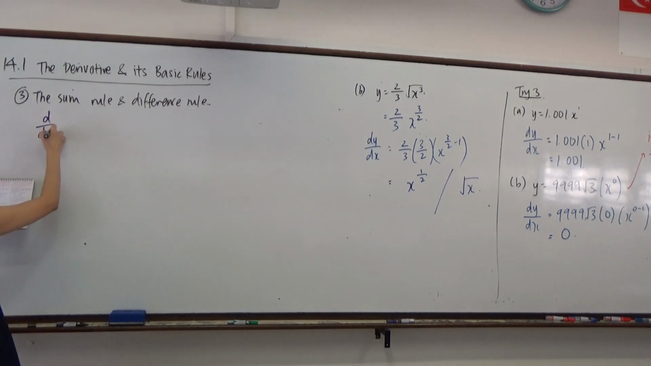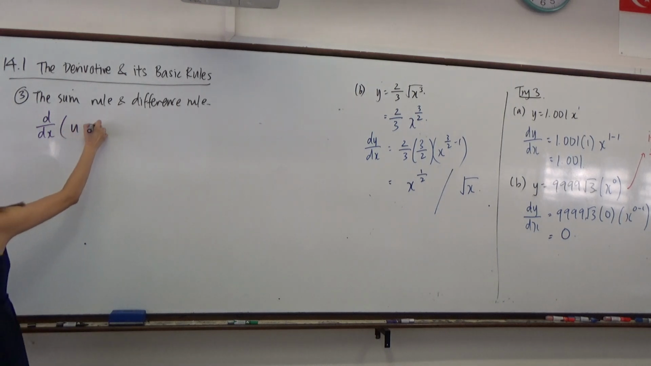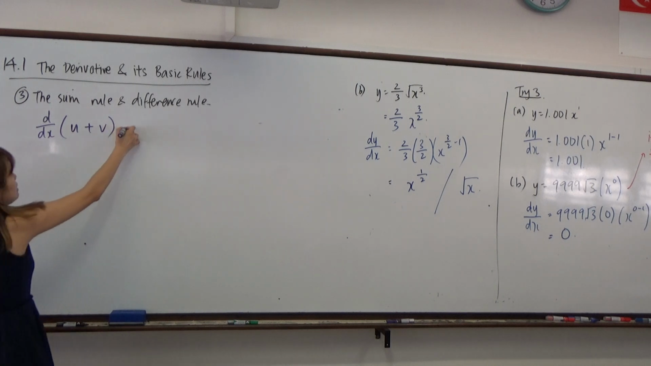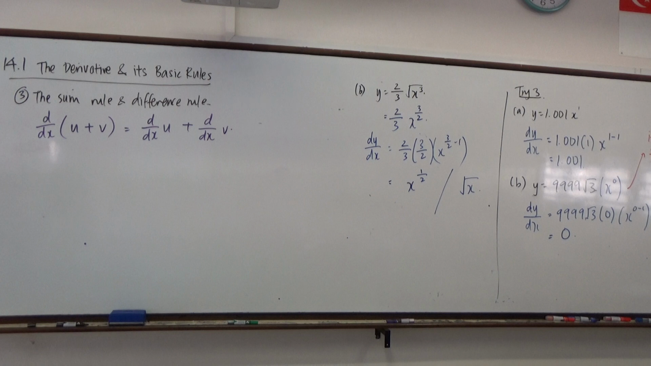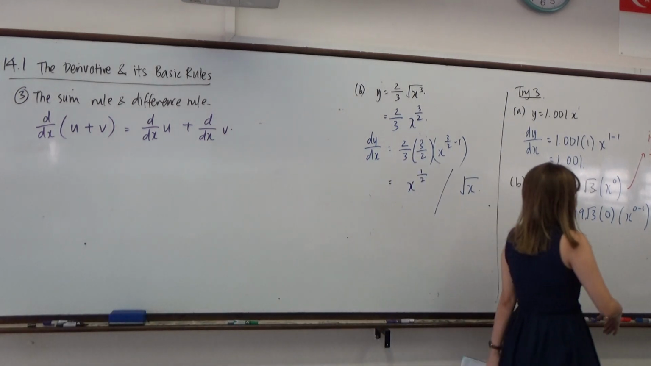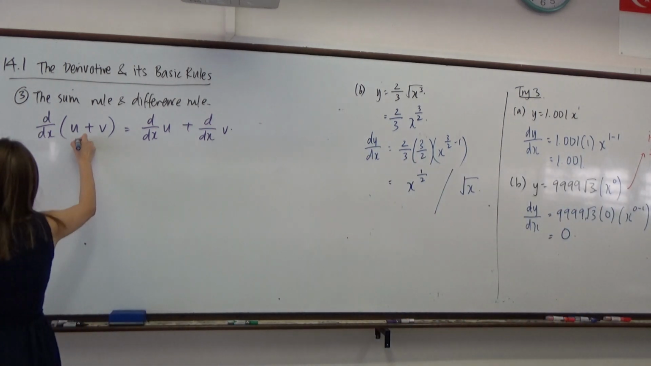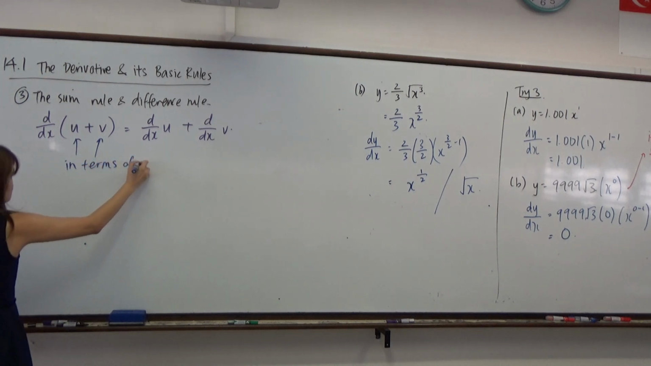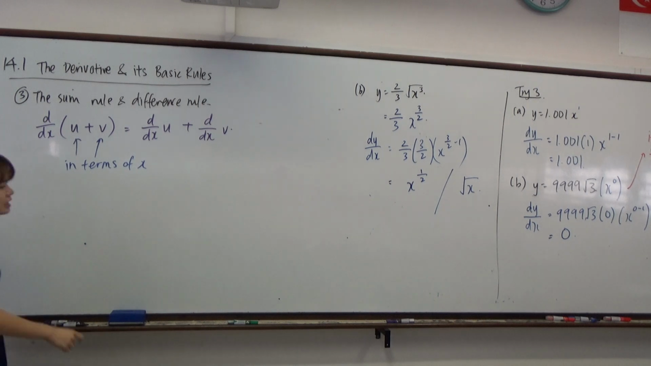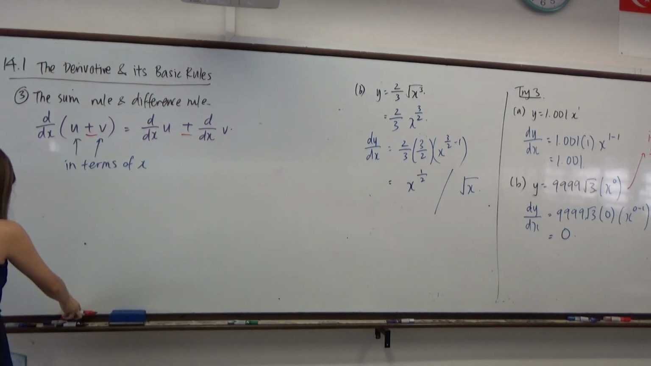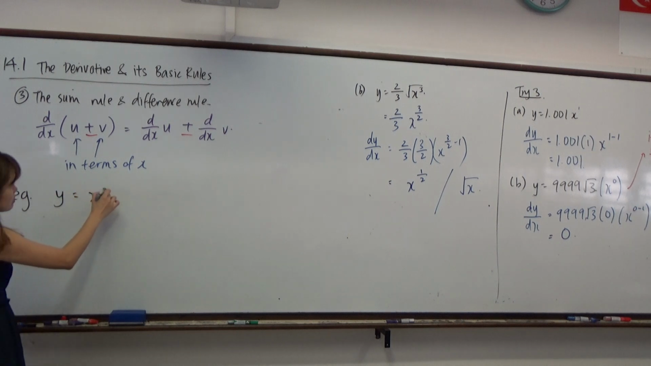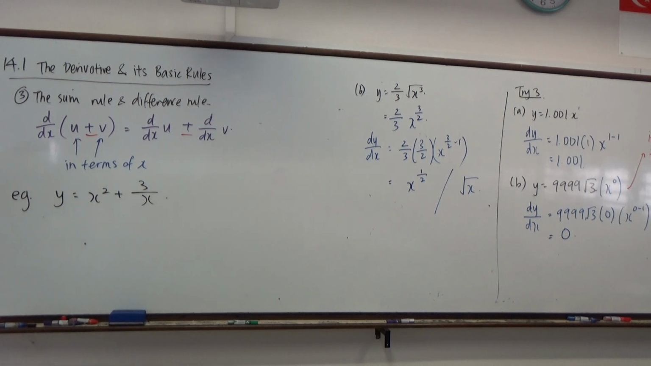Formally, if I have to differentiate a function, say u plus v, where u and v are in terms of x, I will differentiate u, then after that also differentiate v. So that we can differentiate with respect to x. Even if it is a minus, this rule will apply as well. For example, if I have to differentiate y equals x squared plus 3 over x, how I will do this is differentiating dy over dx.